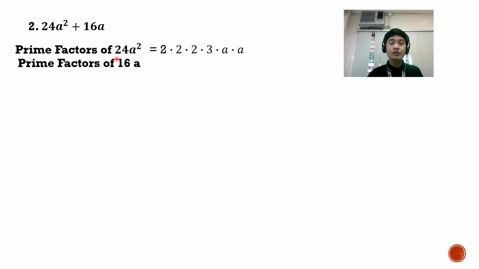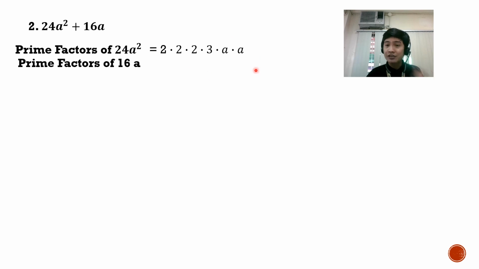So, ang prime factor sa 24a square ay 2 times 2 times 2 times 3. O, pwede kang gumamit dyan ng factor 3. Mga prime numbers yan. So, pag binultiply mo yung apat na yan, that will give you 24. Times a. Basically, a square meaning we need to multiply a twice. O, the exponent will tell you how many times you are going to multiply the base. Kaya, dalawang a yan. So, ito na po yung prime factors nung 24a square.